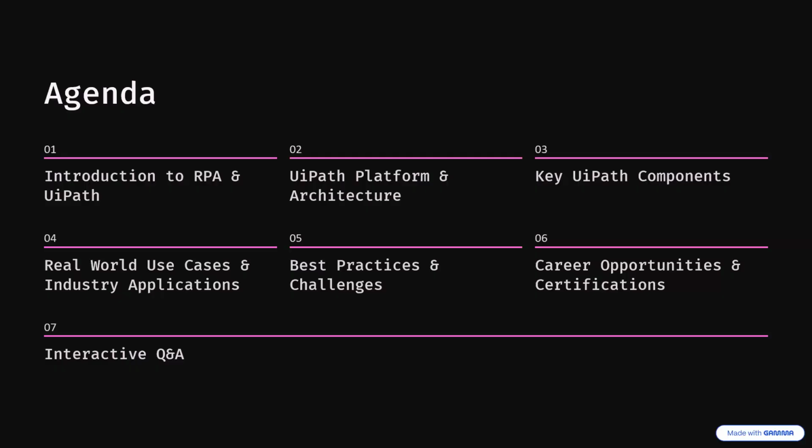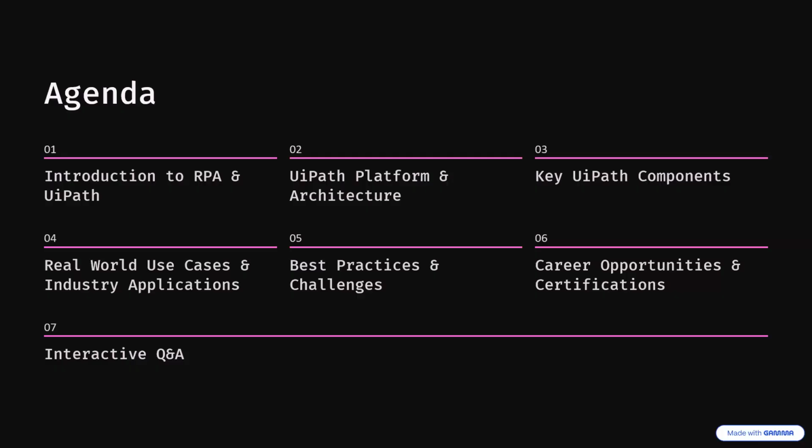Here is our roadmap for today. We'll start with a quick overview of RPA and UiPath and see how they are changing the way organizations operate. Then we'll explore the UiPath platform, including its architecture and core components, so you will understand how it all fits together. Next, we'll look at real world use cases and industry applications.